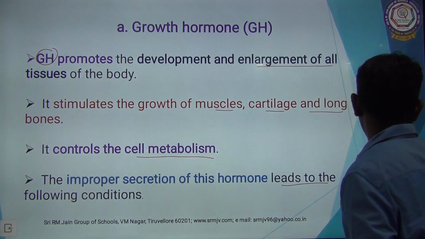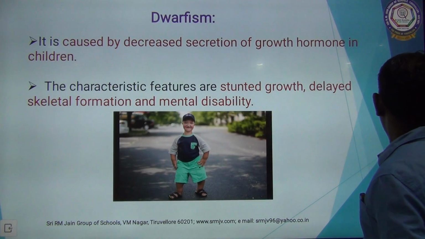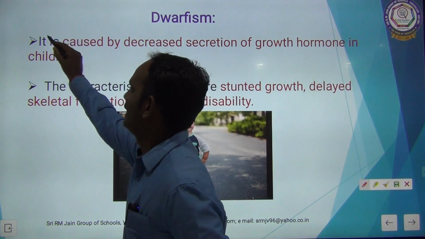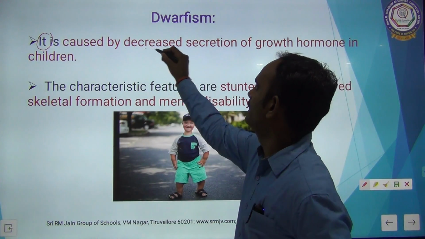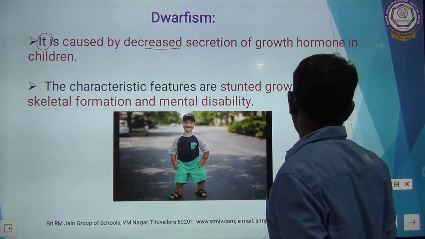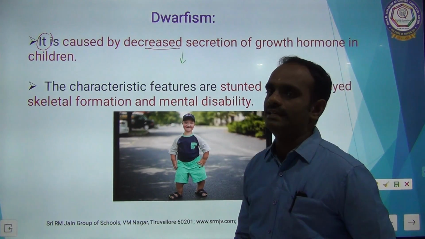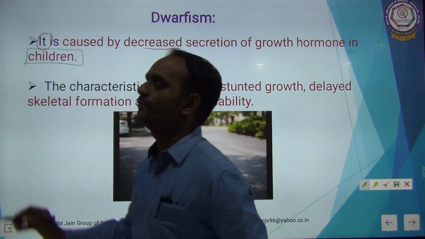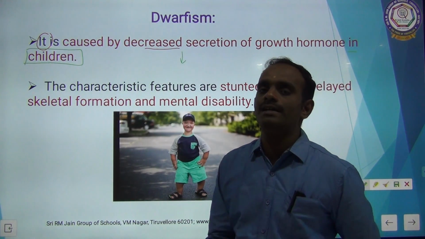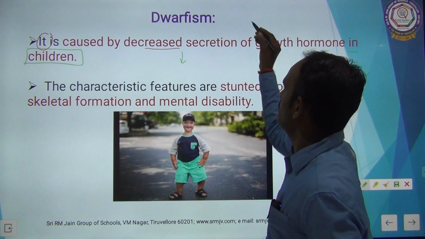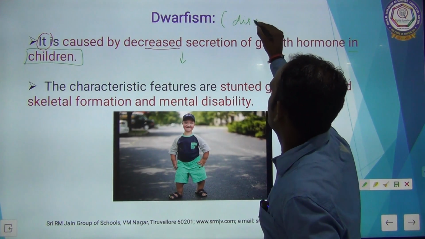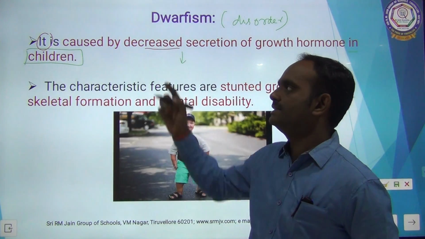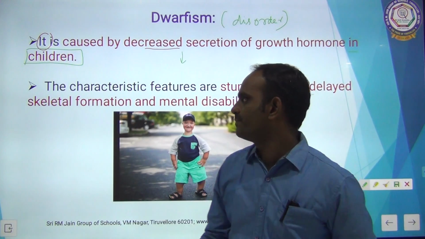The first condition is dwarfism. Dwarfism is caused by decreased secretion of growth hormone in children. Very important. So the low secretion of growth hormone in children leads to dwarfism. Dwarfism is a type of disorder. It is not a disease, it is a disorder caused due to decreased secretion of growth hormone in children.